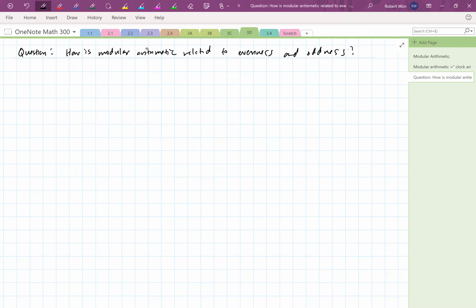Okay, here's another question: how is modular arithmetic related to evenness and oddness? I want you to think about this for a second. See if you can try to understand evenness and oddness in terms of some kind of modular arithmetic.